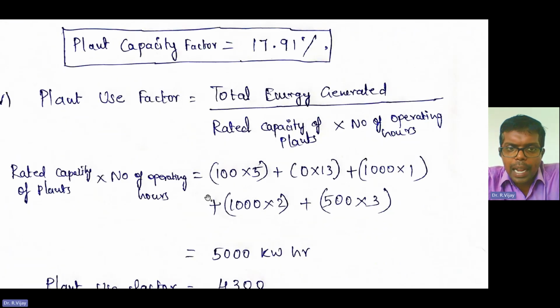Rated capacity of the plant into number of operating hours: 100 into 5 plus 0 into 13 plus 1000 into 1 plus 1000 into 2 plus 500 into 3. If you add all these operating hours, 24 hours should come. So 5 plus 13 is 18, 18 plus 1 is 19, plus 2 is 21, 21 plus 3 is 24. That you have to remember, as I said before. If you add all these things, you'll get 5000 kilowatt hour.